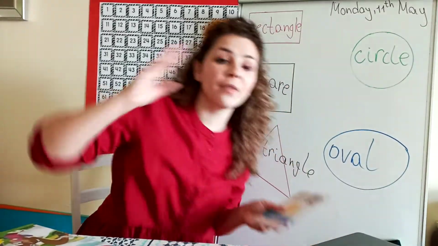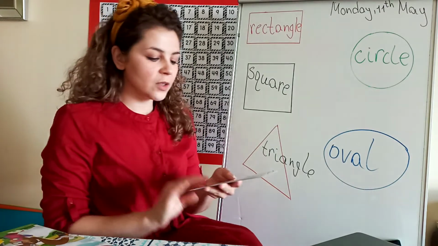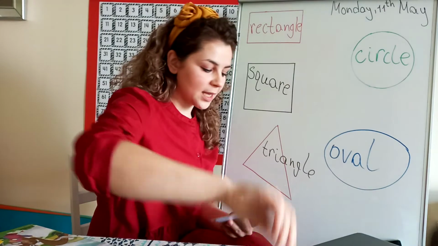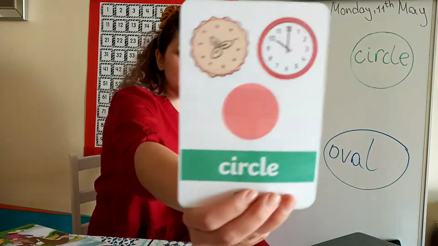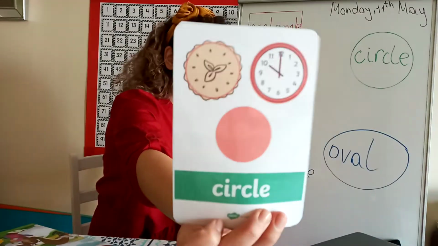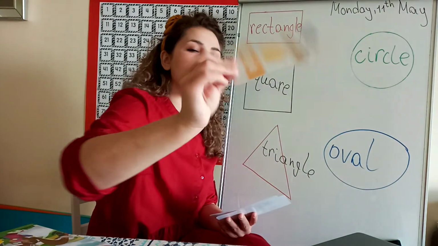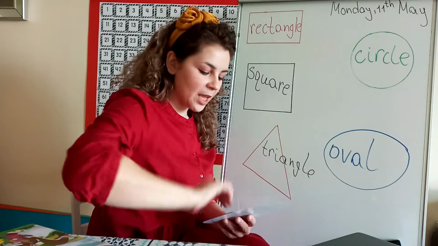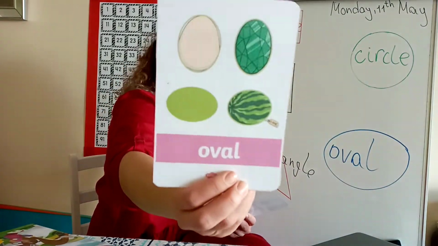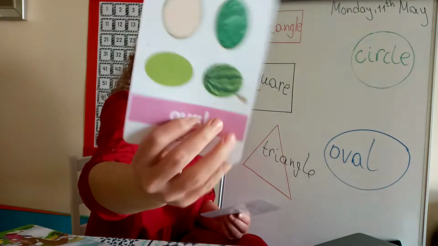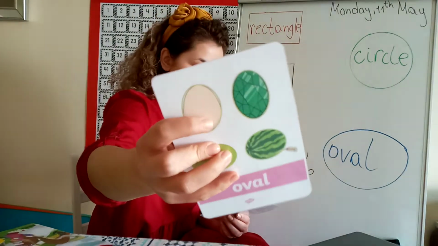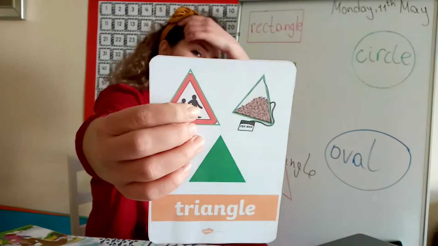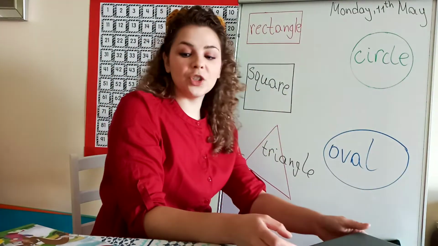So let's see, I have here a few more things for you, okay? For a square, you can see you have, for example, this music box. For a circle, again, this clock and also this delicious pie. For a rectangle, a board, desktop monitor, or a ruler. Yeah, an oval is actually, when you think about it, the shape of a watermelon or an egg. Yeah, and a triangle, this traffic sign, and a tea bag can be shaped as a triangle.